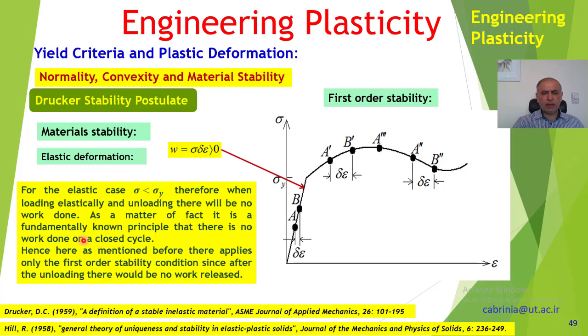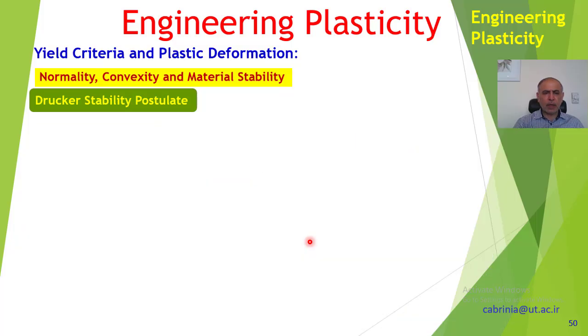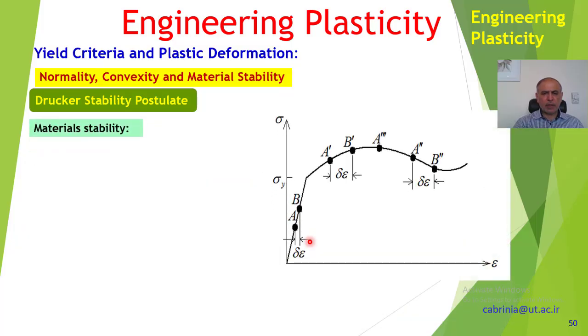As a matter of fact, it is a fundamentally known principle that there is no work done on a closed cycle. Okay, hence here, as mentioned before, there applies only the first order stability conditions, since after the unloading there would be no work released. So moving from A to B or anywhere along the elastic line, sigma d epsilon is positive. Clearly here it is positive.